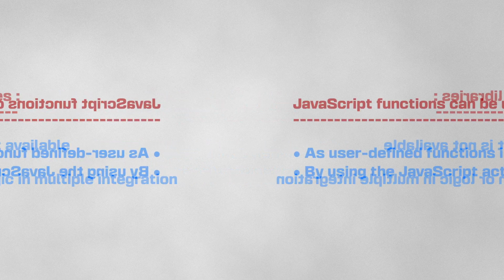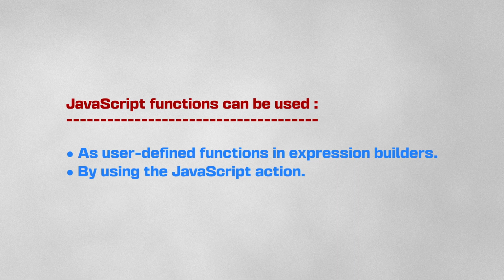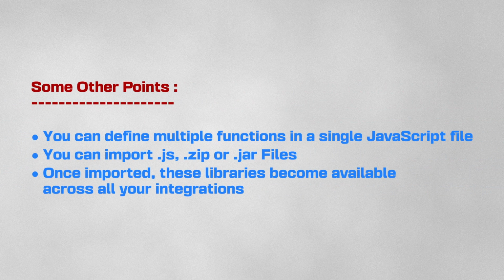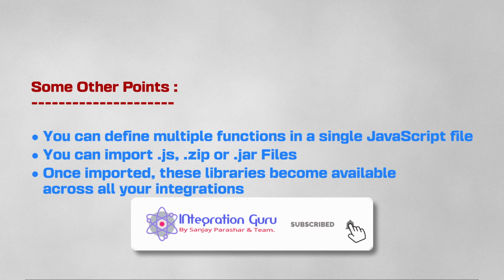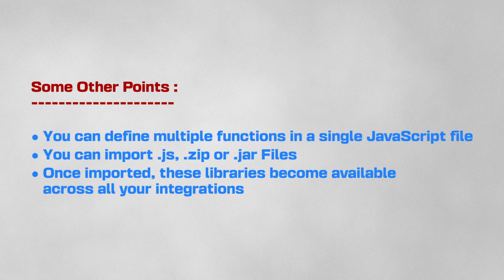JavaScript libraries are very useful when you need a custom function or logic that can be used in multiple integrations. Once imported, these JavaScript functions can be used as user-defined functions in expression builders, be it a map action, assign, or data stitch action, or by using JavaScript action inside an integration flow. A few important points to understand about JavaScript library. One, you can define multiple functions in a single JavaScript file, and Oracle Integration allows you to import JavaScript libraries in the form of .js, .zip, or .jar files. And once imported, these libraries become available across all your integrations.